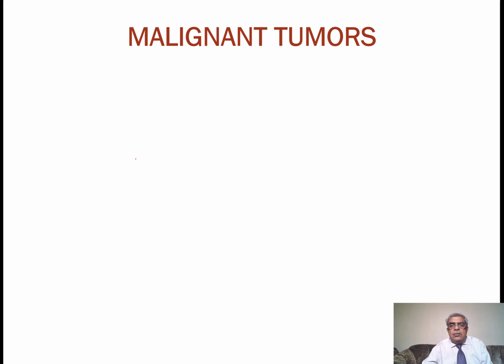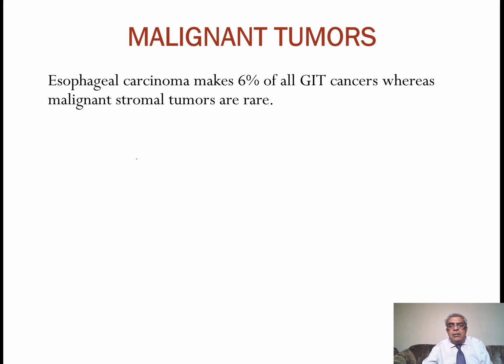Malignant tumors. Now, the most common malignant tumor is squamous cell carcinoma, which is about 85 to 90% of cases, and then adenocarcinoma, seen in almost 10% of cases. Esophageal carcinoma makes 6% of all GIT malignancies or cancers, whereas malignant stromal tumors are rare.